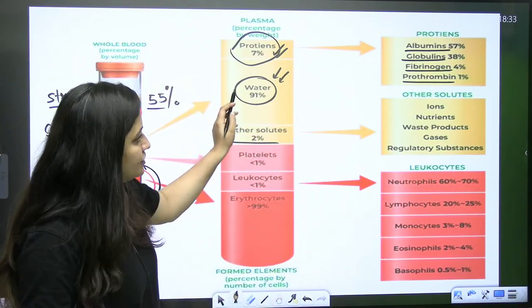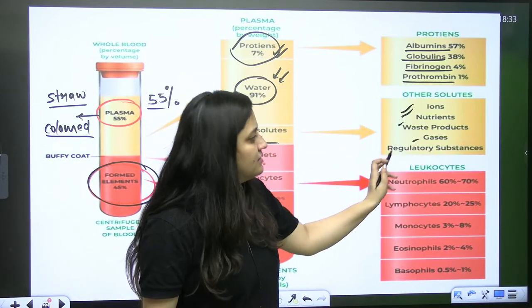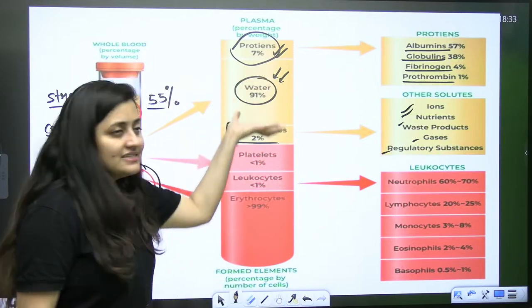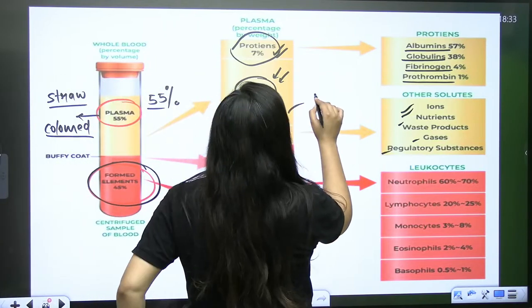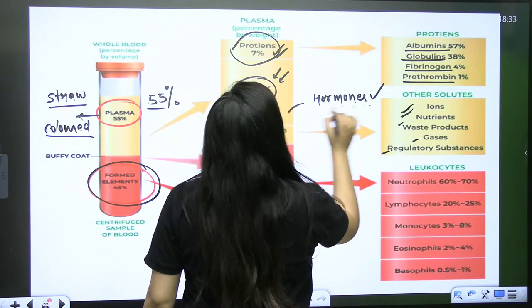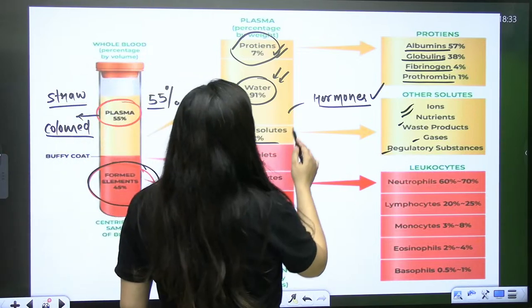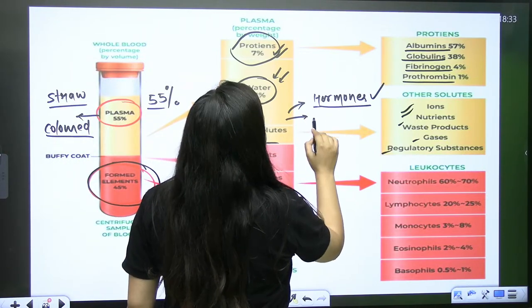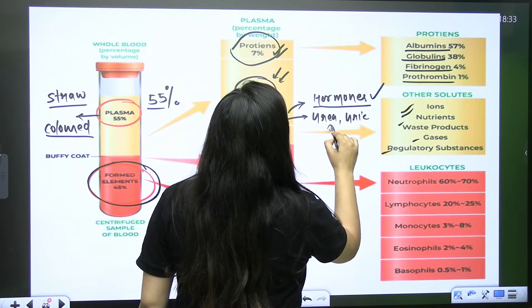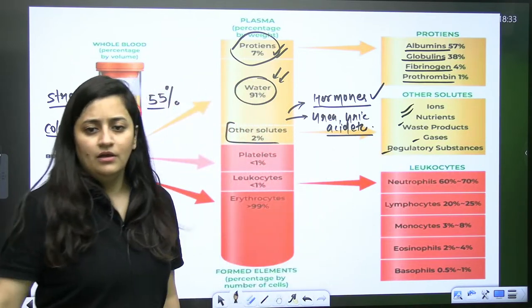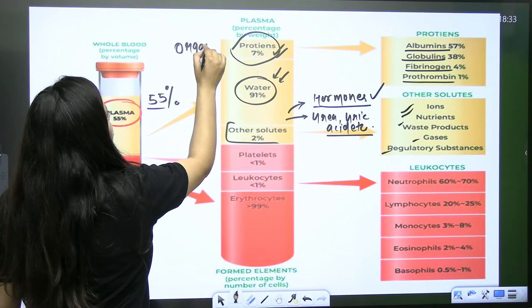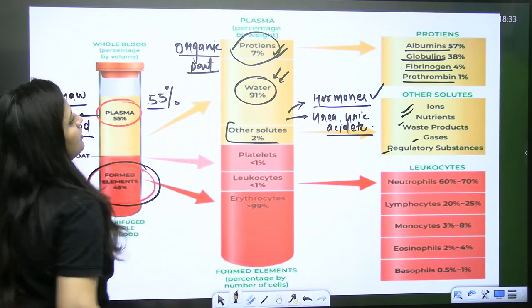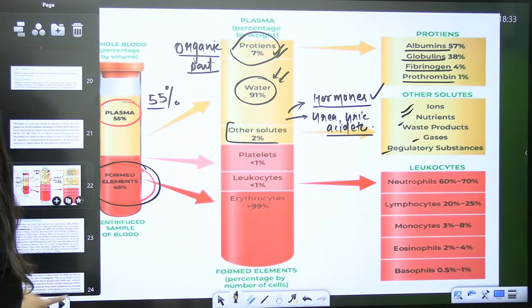When you talk about the other solutes, there are ions, nutrients, waste products, gases, and certain regulatory substances in this plasma, because it is like a medium in which cells are present. You will also see the hormones in that plasma. You will see urea, some amount of uric acid, so waste products and everything will be there. The organic part of plasma is the proteins: albumin, globulin, fibrinogen, prothrombin.